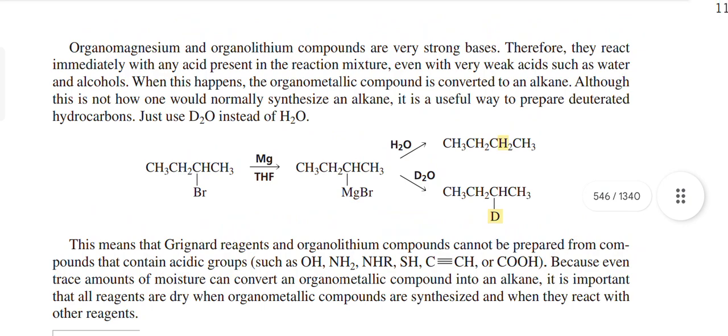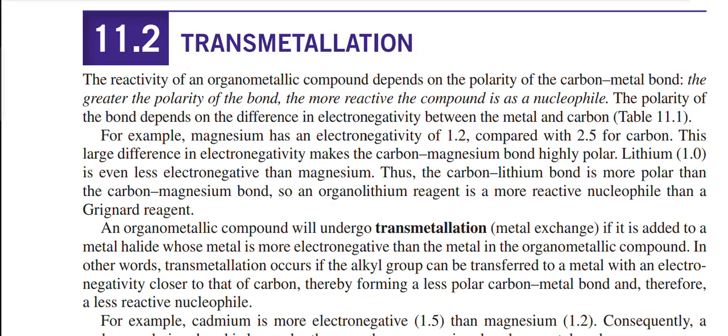This means that Grignard reagents and organolithium compounds cannot be prepared from compounds that contain acidic groups such as OH, NH2, NHR, SH, even terminal alkynes or COOH, because even a trace amount of moisture can convert an organometallic compound into an alkane. It is important that all reagents are dry when organometallic compounds are synthesized and when they react with other reagents. Now I am going to read about transmetallation.